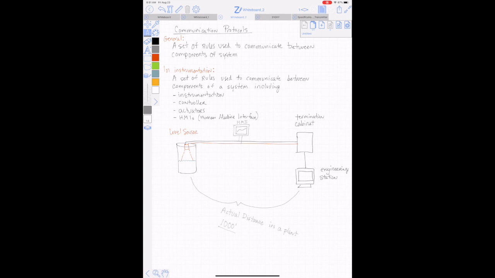So the level sensor measures the level of the tank. Internally, it modifies the signal and sends a signal somewhere between 4 and 20 milliamps to the termination cabinet, which is read by the controller. The actual distance from the wire connected to the level sensor all the way to the termination cabinet is 1,000 feet. That's important with communication, and we'll see why in a moment.